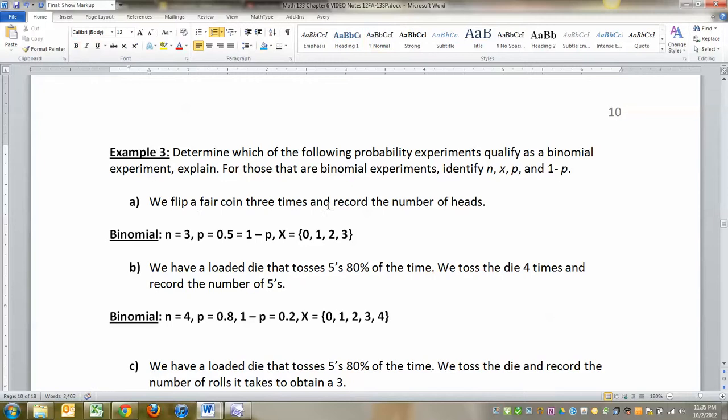So we flip a fair coin 3 times and record the number of heads. Okay, that's binomial. You're doing it 3 times, so n is 3. Your chance of success is 0.5, but that's also your chance of failure, 1 minus p, because 1 minus 0.5 is 0.5. X is the number of successes you could get. You could have 0 heads, that's 0. You could have 1, 2, up to 3. You can't get any more than 3 because you're only tossing it 3 times.